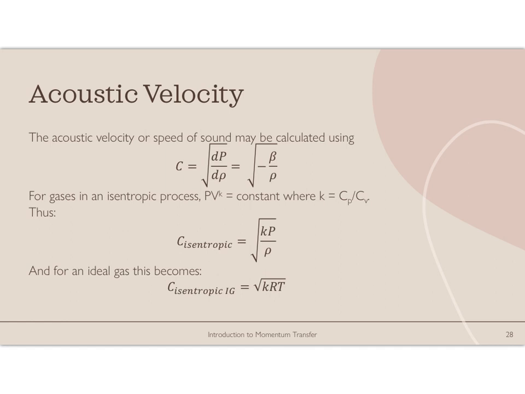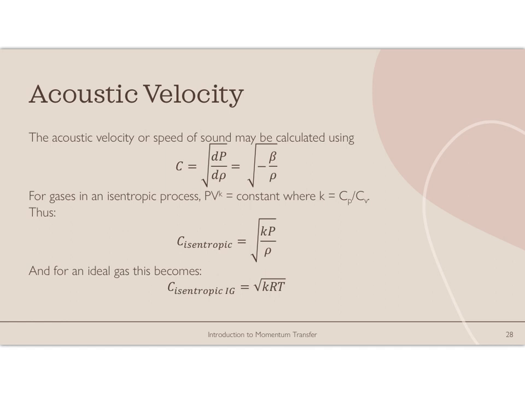Now, if you apply that PV to the K power and take the derivative with respect to V, or the density, then you end up with C for this isentropic case being the square root of K times P over the density. If we further assume an ideal gas, then the speed of sound in an isentropic ideal gas would be the square root of kRT.